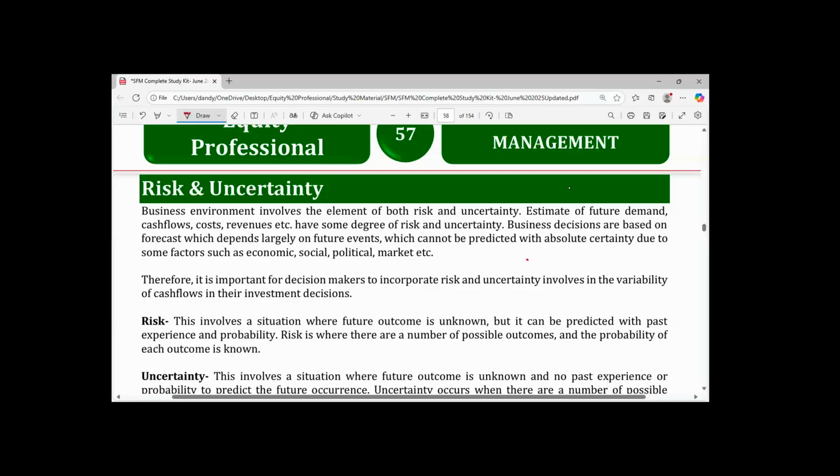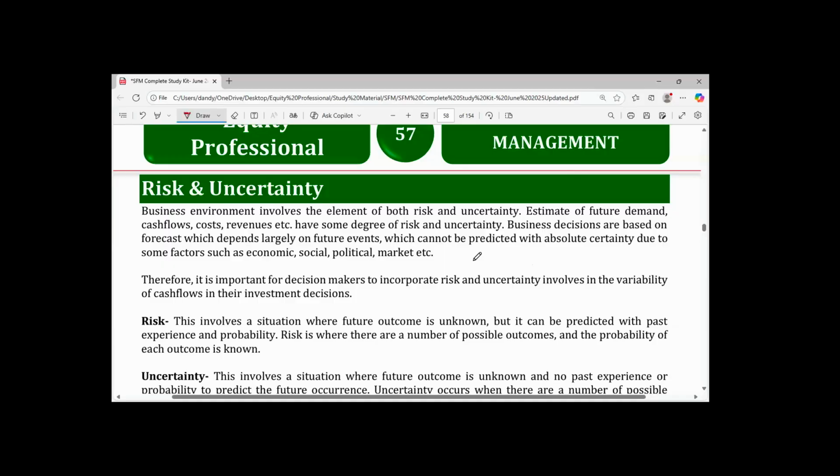Generally in finance, risk and uncertainty are used interchangeably, even though technically they are different. But as far as investing decisions are concerned in finance, we use risk and uncertainty interchangeably. So if that is the case, what do you understand by risk?